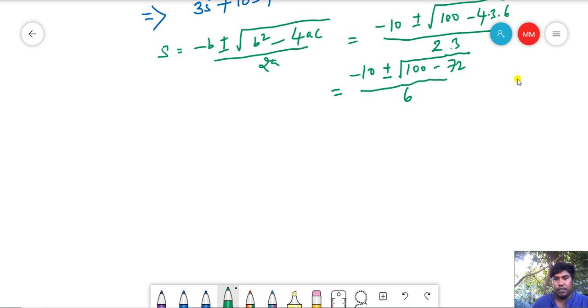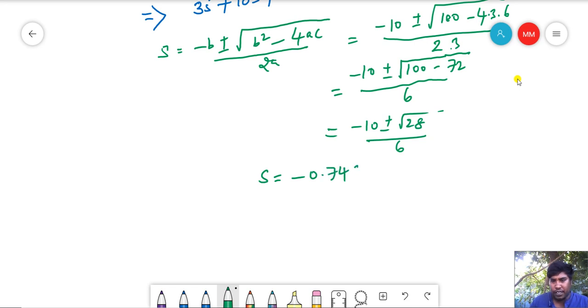Okay, so this can be simplified further. Square root of 100 minus 72, 28, divided by 6. Okay, so by calculating the roots here, minus 0.748 is one value, another is minus 2.548. Okay, so these are the 2 points, of which one is the breakaway point.